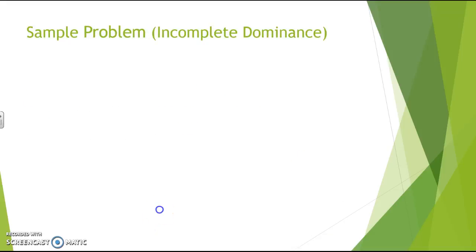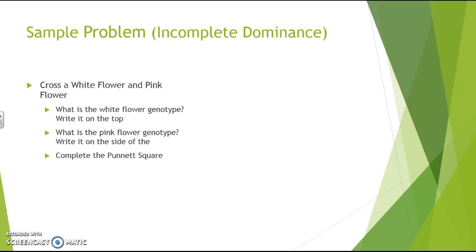All right, so now we'll do a sample problem. A white flower and a pink flower. So the white flower genotype, what is it? And write that on the top of your Punnett square. The pink flower genotype, what is it? Write it on the left side of your Punnett square. And then go ahead and fill in the Punnett square boxes within the Punnett square.